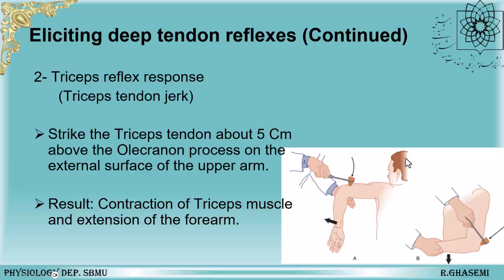Another reflex is the triceps reflex, or triceps tendon jerk. This time, we have a support for the hand. The hand weight is on our hand, and suddenly with the hammer we strike the triceps tendon that is about 5 centimeters above the olecranon process, and the result will be a contraction that you can see by this arrow, contraction of the triceps muscle and extension of the forearm.